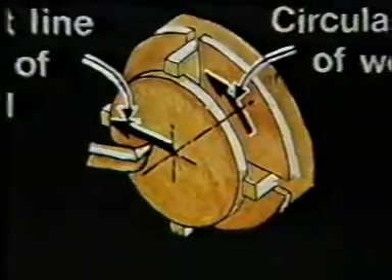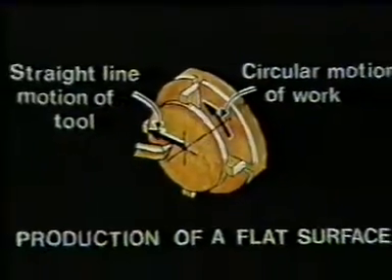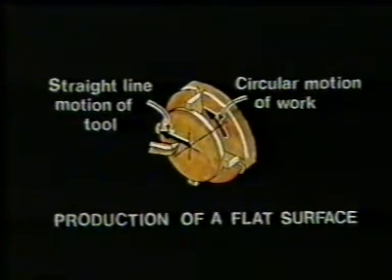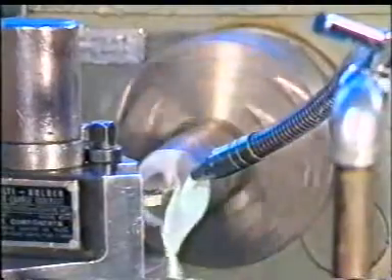In lathe, a cylindrical surface is produced by feeding the tool parallel to the axis of rotation against the rotating work, whereas a flat surface is produced by feeding the tool transversely without any longitudinal movement of the carriage.